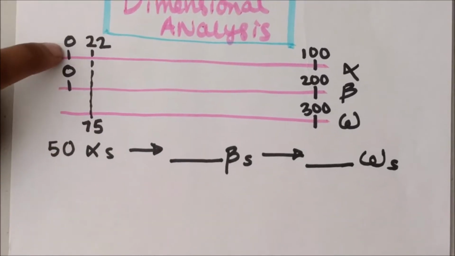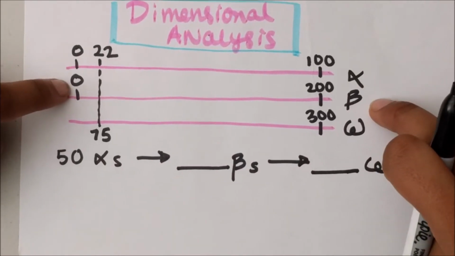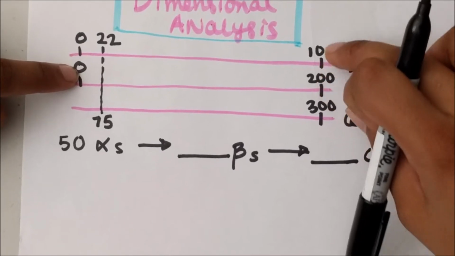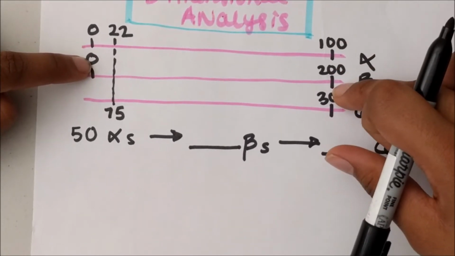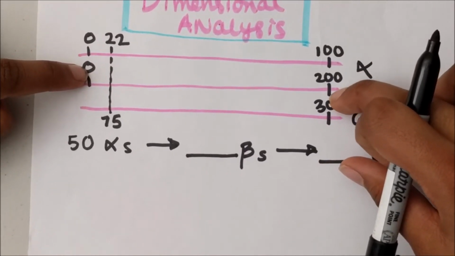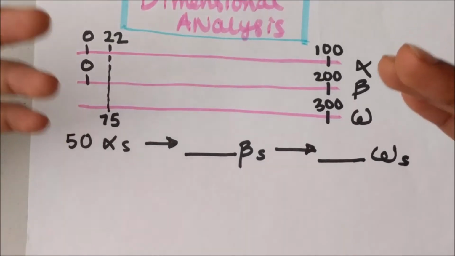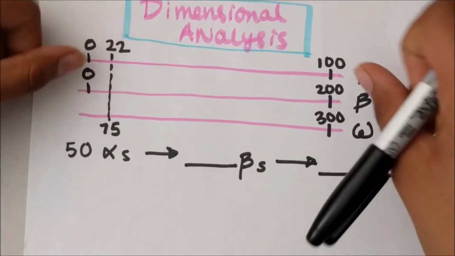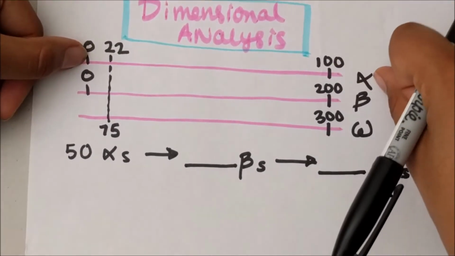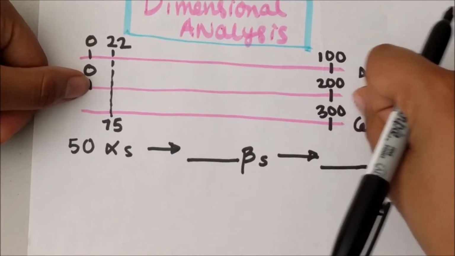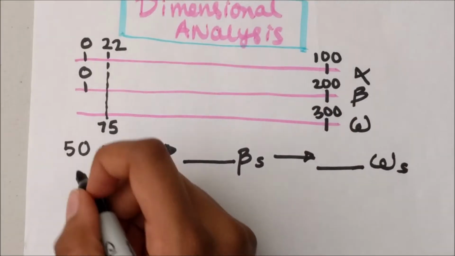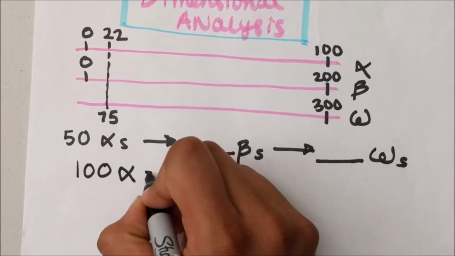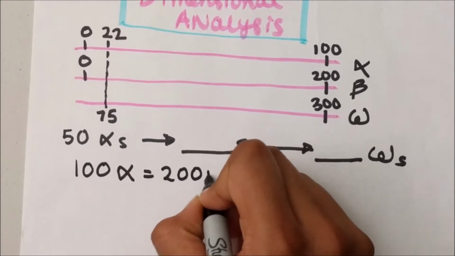Since we know that alpha and beta both start and end at the same point, although they have different values, we can come up with an equation that will help us find the relationship between alpha and beta. Looking over here, we see that the length of 100 alphas equals the length of 200 betas. So that will be our first equation: 100 alpha equals 200 beta.